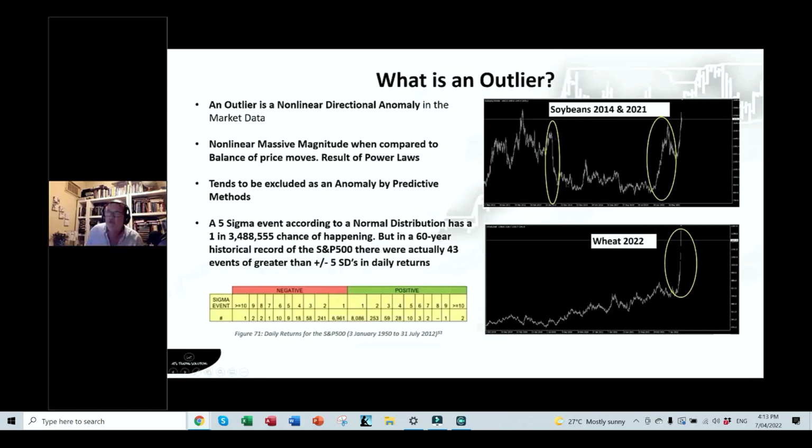They are massive nonlinear magnitude events, and the causal reasons for them is attributed to what we refer to as power laws. There's some power law backing the amplitude of these directional price moves, something giving it this extra thrust, not a linear relationship. There is some amplifying quality that is creating this accelerated trend or this accelerated volatility that we're very interested in.